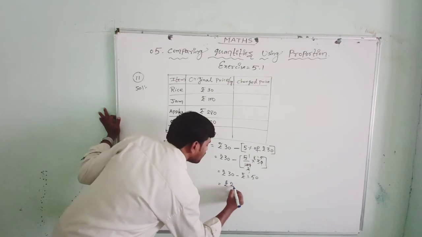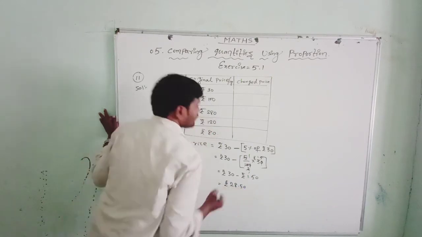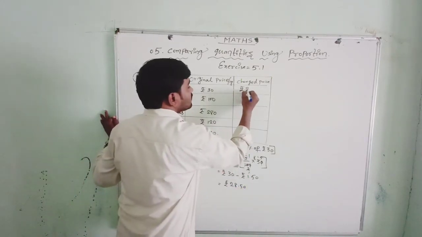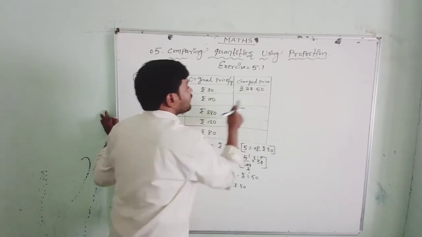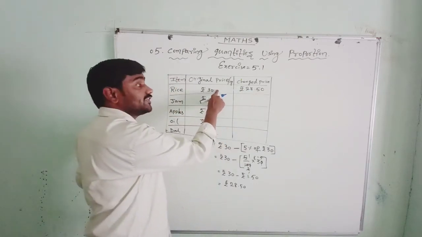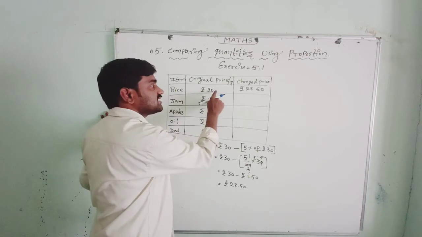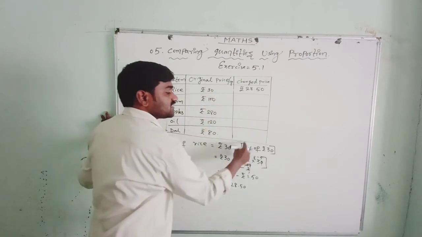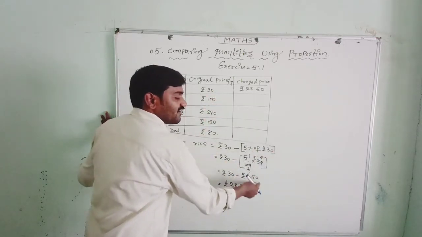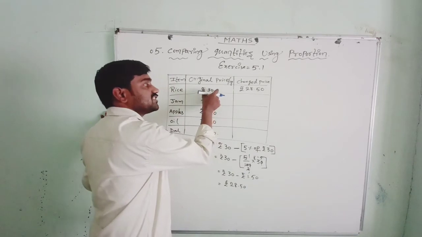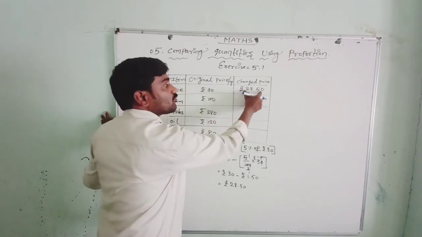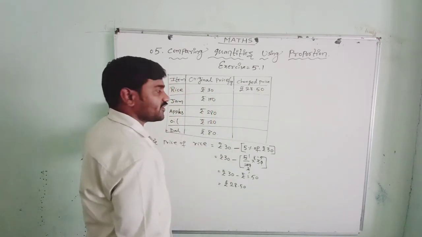Rupees 28.50. Before, the rate was 30 rupees per kg, but 5% is decreased. The 5% of 30 is 1.5 rupees, so 1.5 rupees is decreased from 30. So she has to pay only 28 rupees 50 paisa.